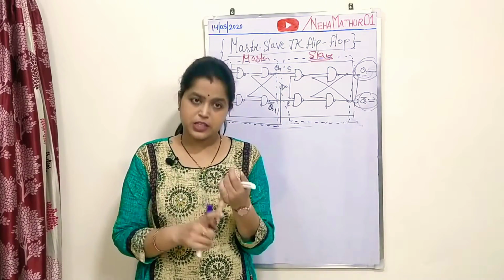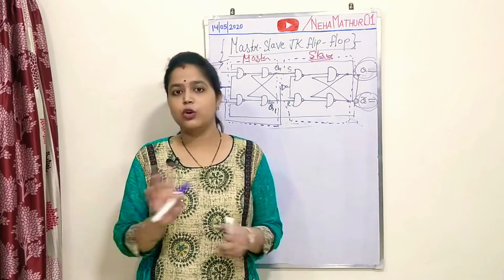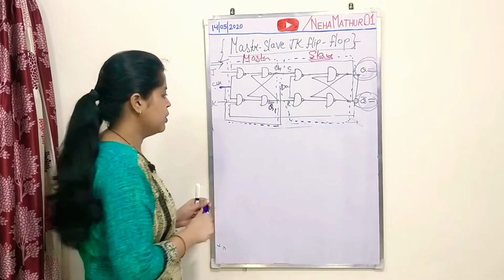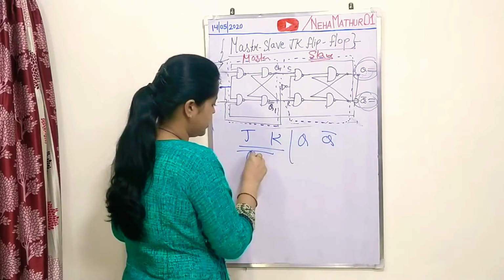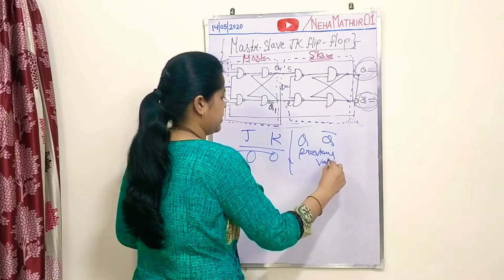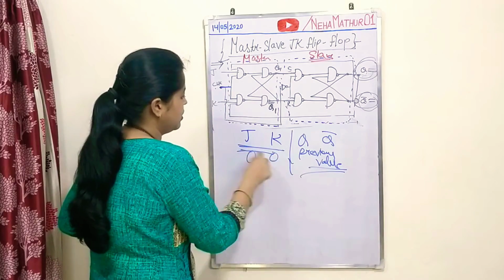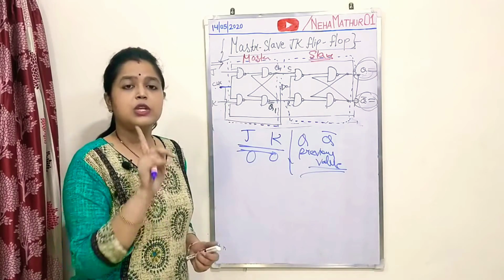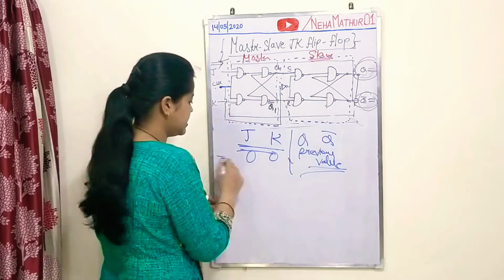Your first case, when J is equal to 0 and K is equal to 0, the output depends on its previous state. There is no possibility to predict the output, the complete assumption depends on its previous value. So for J and K equal to 0 0, your Q and Q bar depend on previous values. And since it is a master slave flip flop, out of these two circuits only one is able to perform its operation at a time. For clock equal to 1, the front circuit will work, and for clock equal to 0, your back circuit will work. This is your first case.